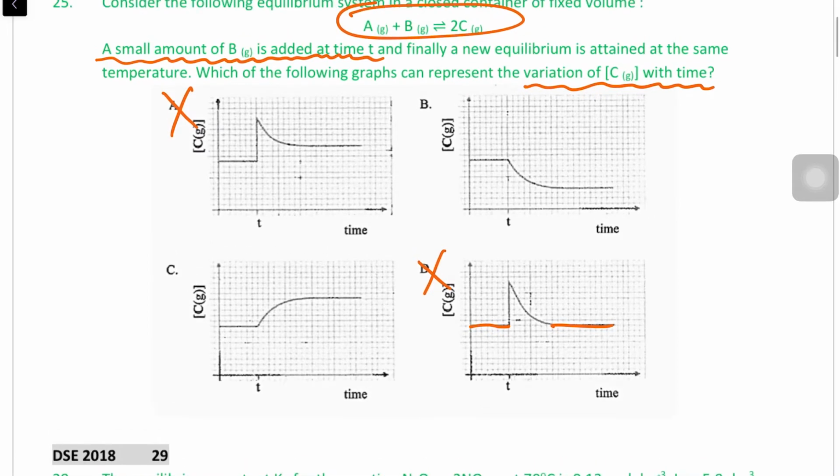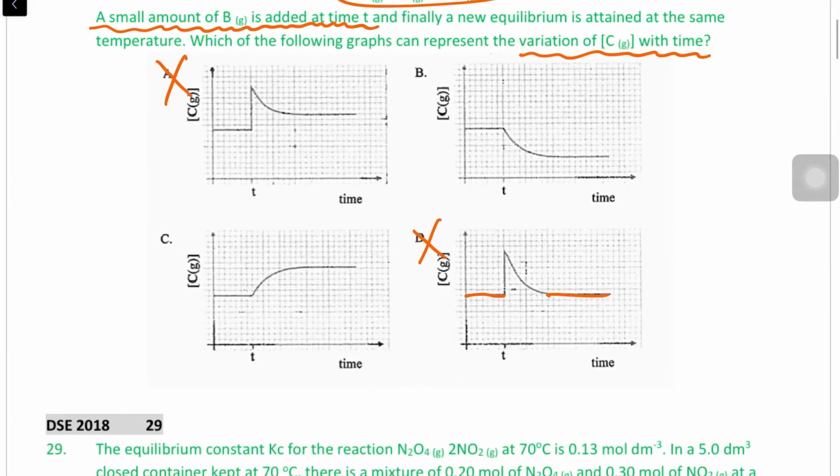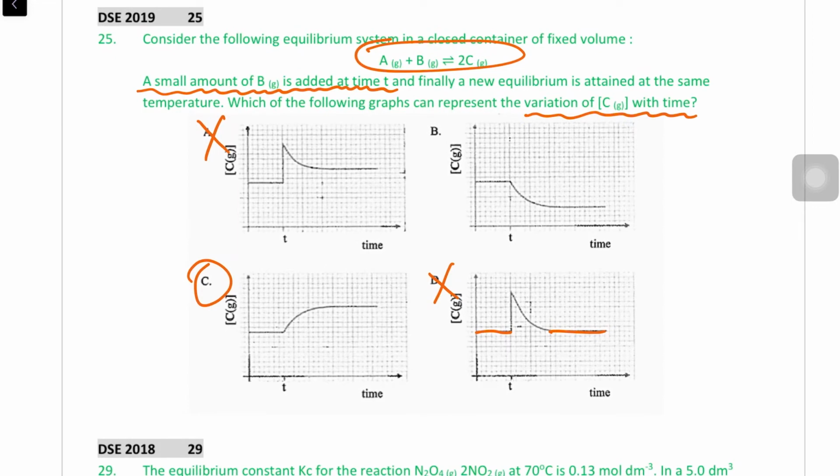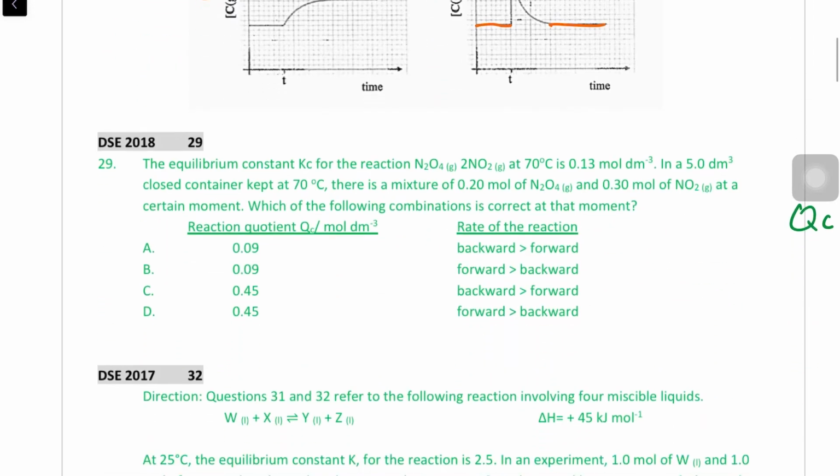Okay, the second part is you add B, according to Le Chatelier's principle or the reaction quotient, whatever you like, okay? More B will lower the reaction quotient. So we need more product to consume the extra B. Okay? So C should be increased. So the answer is C. Okay?